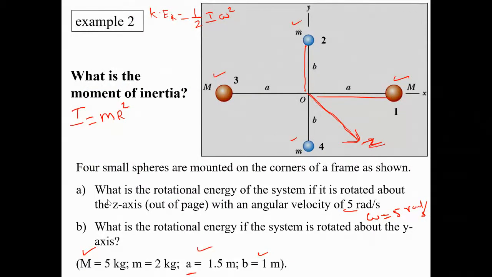M1 and M3 are the same, right? Because here they give the value. The capital M has the value of 5. That means these two objects are 5 kilogram, and these two objects are 2 kilogram. Clear? And also they mentioned the radius. A is 1.5 meter. What is the value of A? A value is 1.5, B value is 1 meter. Clear?